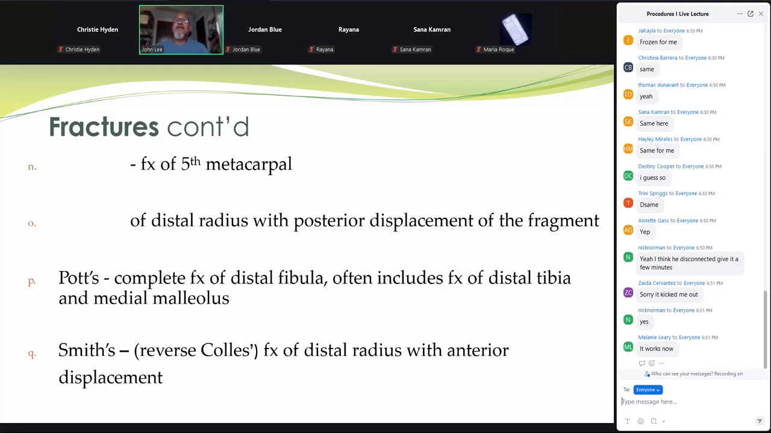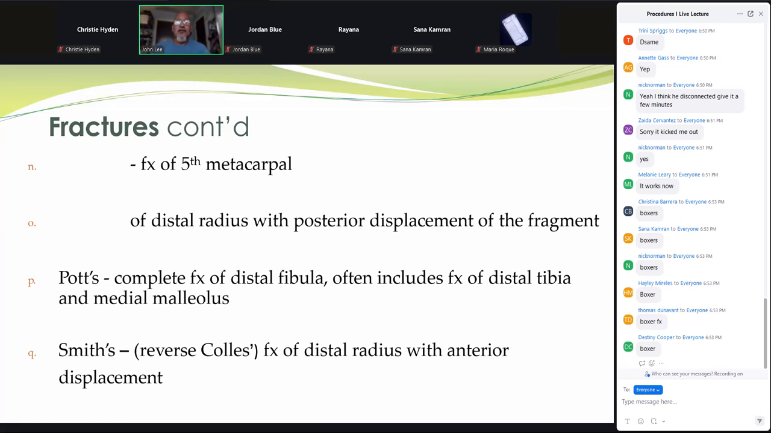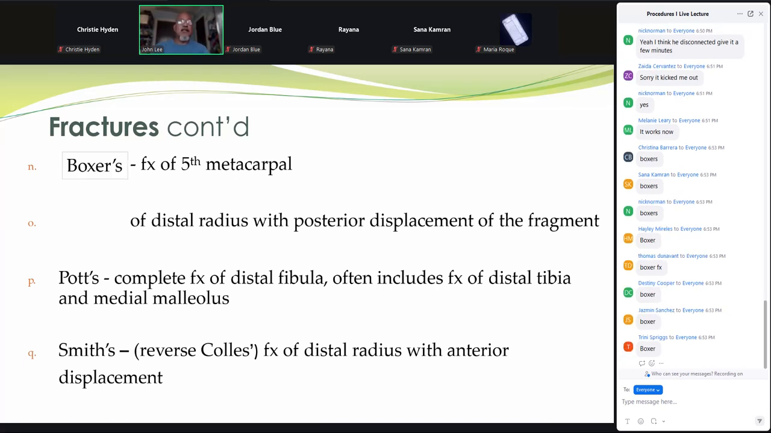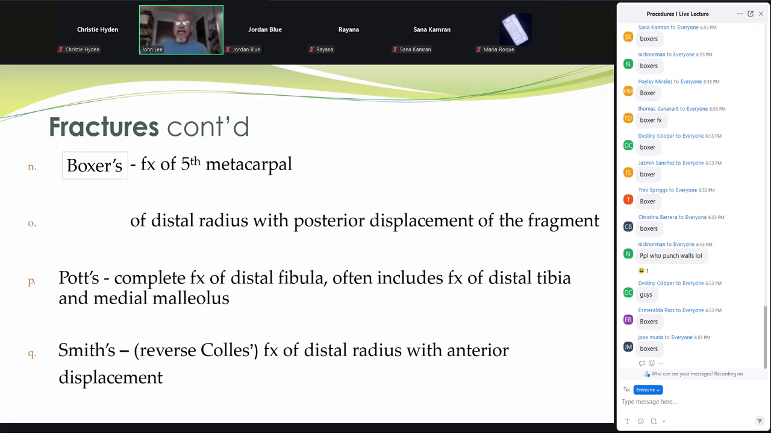The fracture of the fifth metacarpal is known as. Anybody want to type that in there? Better question. Yes, it is the boxer's fracture. Who do we typically see receiving a boxer's fracture? I'll give you a hint. It's not a boxer. Typically people who punch walls. Most of those people, they punch anything. Most of them are going to be teenage young males.